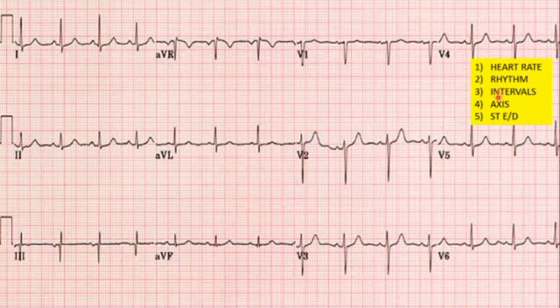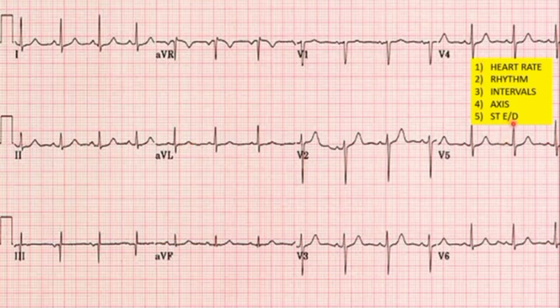Now for the axis, I told that all you have to do is check 2 leads, lead 1 and the foot lead AVF. Just remember the table I mentioned earlier. Lead 1 shows upright, lead AVF is upright. So this patient is having normal axis, that is between -30 and +90.